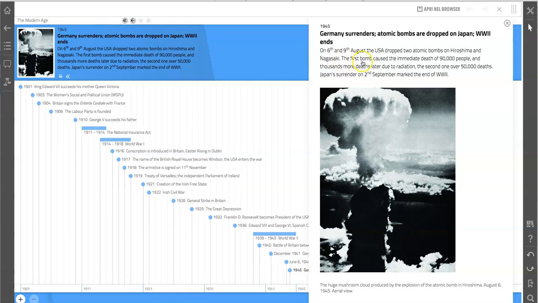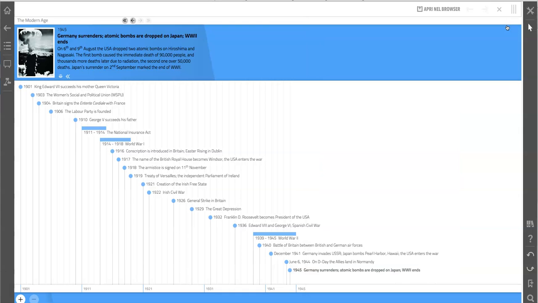in Japan. The first bomb caused the immediate death of 90,000 people and thousands more deaths later due to the radiation. The second atomic bomb made over 50,000 deaths, and Japan had to surrender on the 2nd September 1945. And this tragic event marked the end of World War II, and Germany finally surrendered as well.